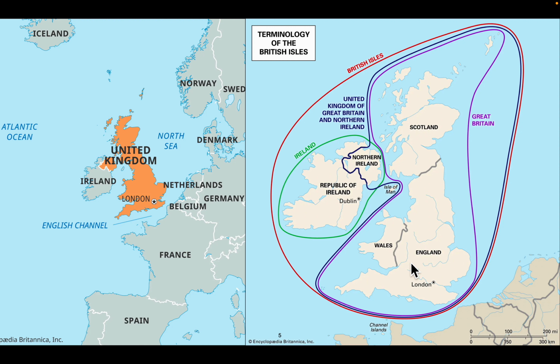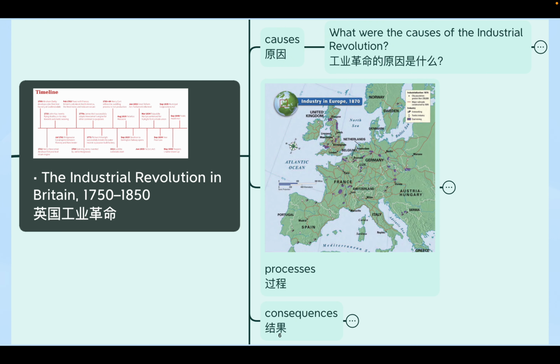Quick recap. British Isles, the broad island group. Great Britain, the big island with England, Scotland, and Wales. United Kingdom, Great Britain plus Northern Ireland, the actual country. All set on the map? Great, because now we are watching how Britain's coal, canals, cotton and capital kicked off a revolution that reshaped the entire planet. Let's dive in.